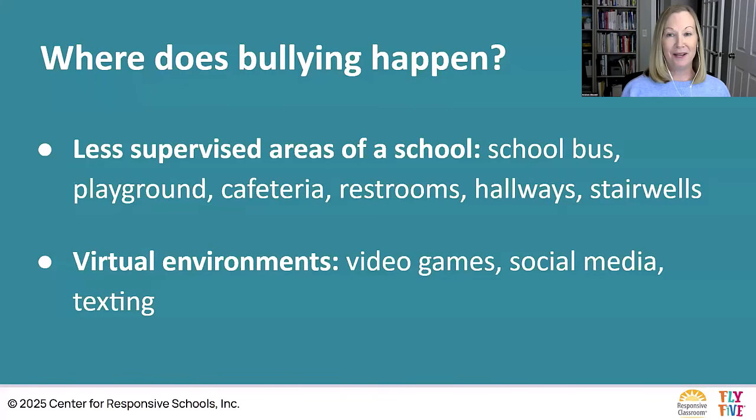Where does bullying happen? When we talk about bullying in school, bullying usually takes place in the less supervised areas of the school. So that would be the playground, cafeteria, school bus, restrooms, hallways, stairwells. However, bullying can carry over into the classroom.